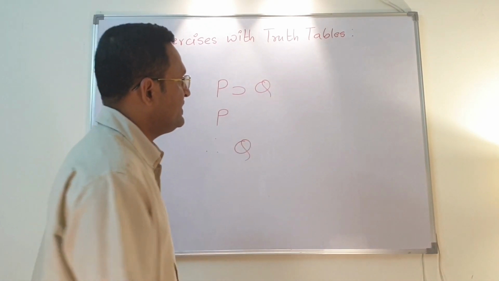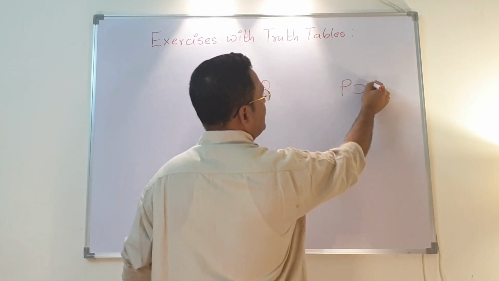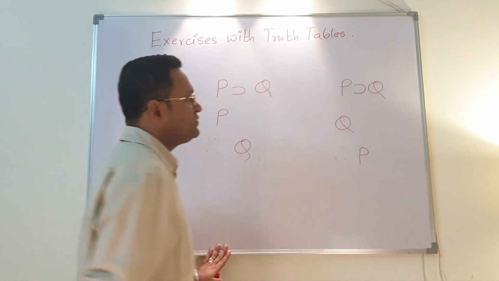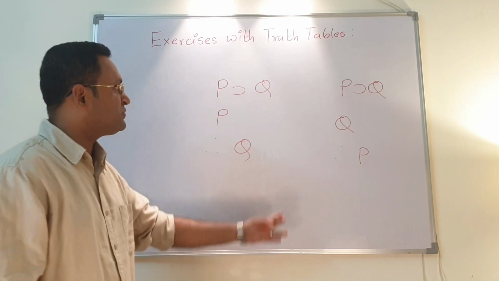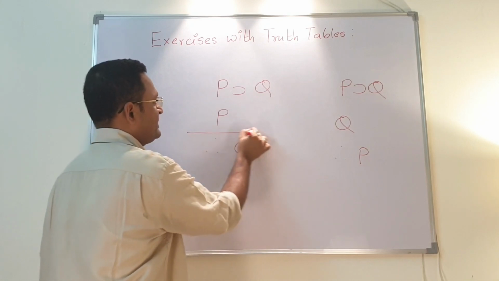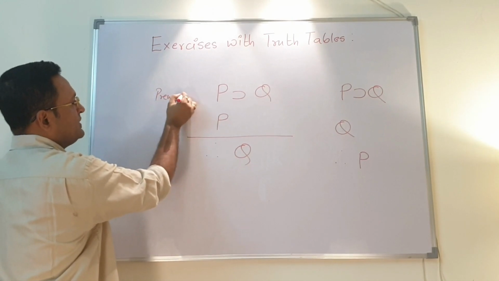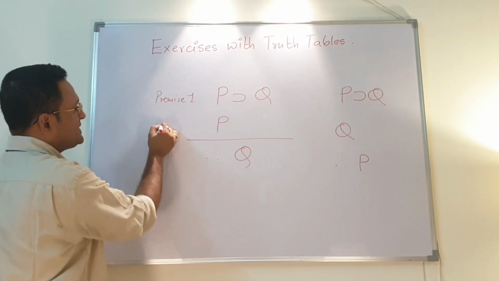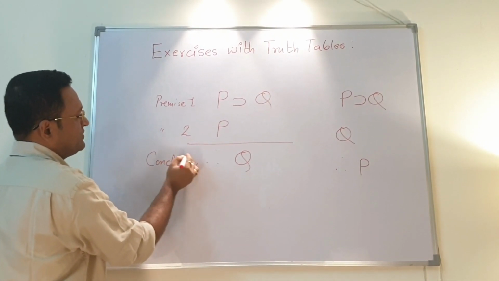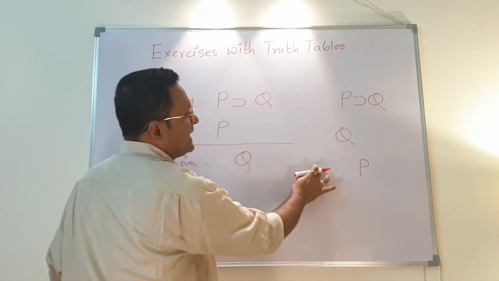Suppose we take another one, having the same kind of premises: P implies Q, Q, therefore P. We will use both these arguments, because you can see that this is one statement, this is another statement, and this is the third statement. This is premise 1 of this question, this is premise 2, and this is the conclusion. So we need to find the value of it. Similarly, this one is premise 1, this one is premise 2, and this is the conclusion.